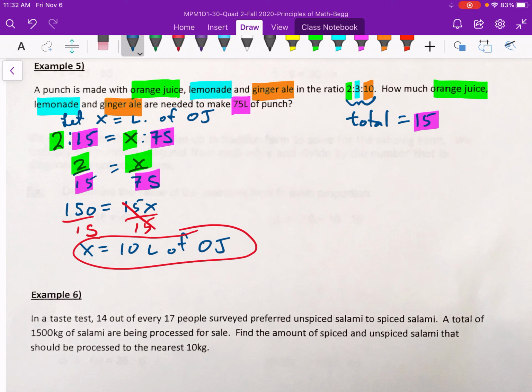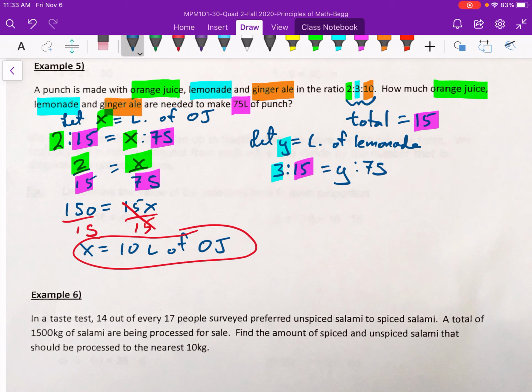I'm going to have to do a second let statement because there's still 2 more things I have to find. So maybe I'll let y be liters of lemonade. And in that case, lemonade was in blue, wasn't it? So in that case, I would have 3, because that was my parts for lemonade, to 15. So lemonade parts to total parts is equal to y to 75 again.